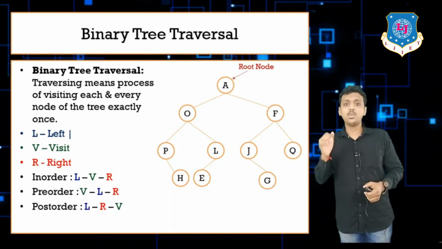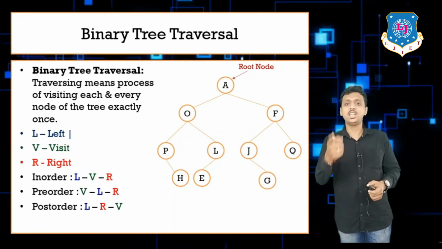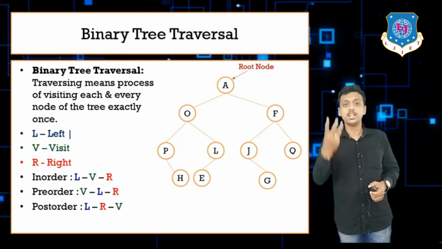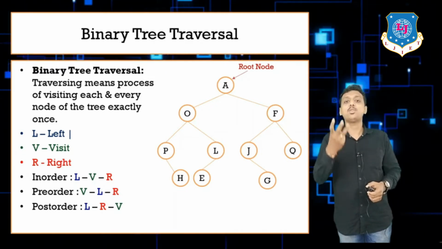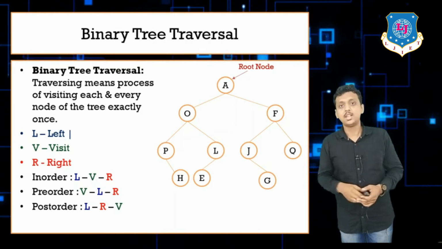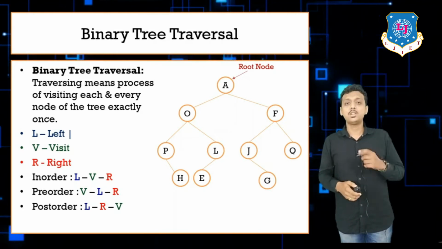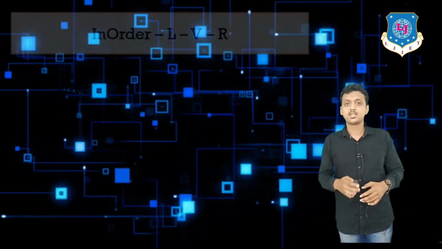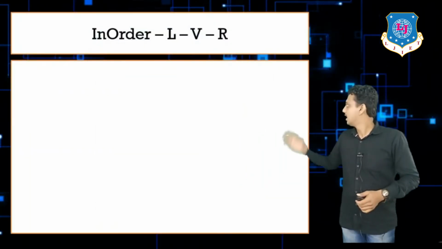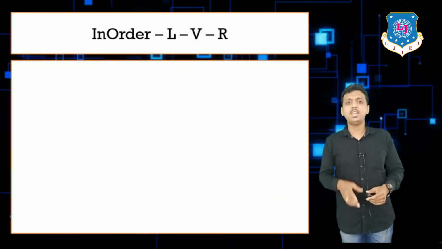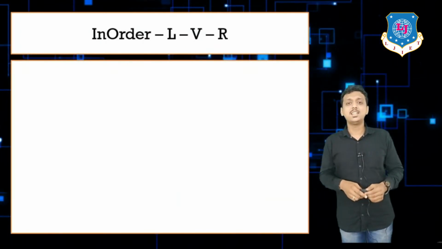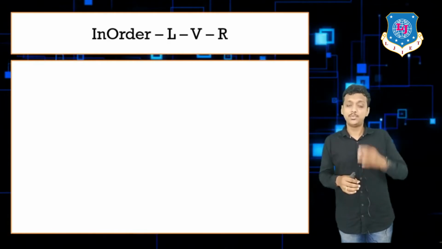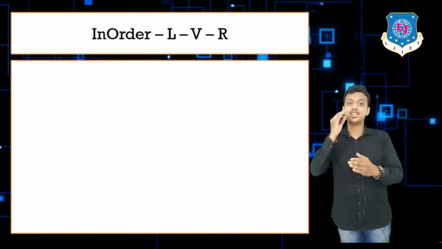So right now we need to perform three different operations: in order, pre-order and post order. These three are the types of traversal operations. Let's start with the very first traversal type, that is in order traversal. I have already written LVR, so you can easily understand what we need to do. We first go on the left, then visit, then right.